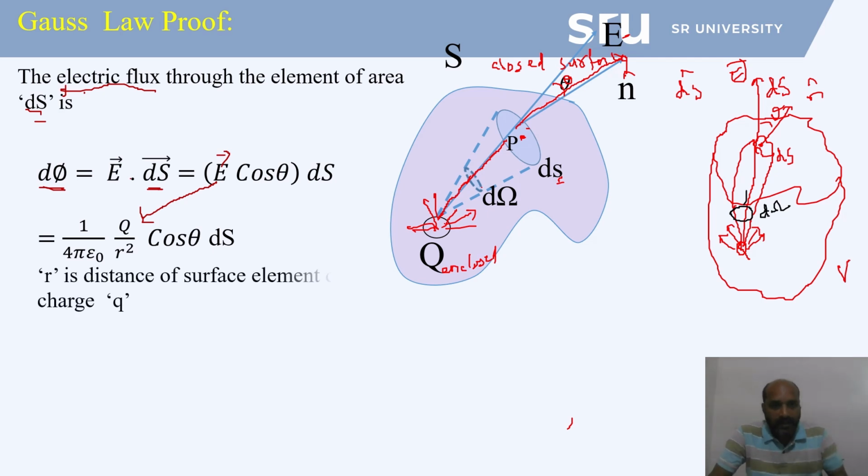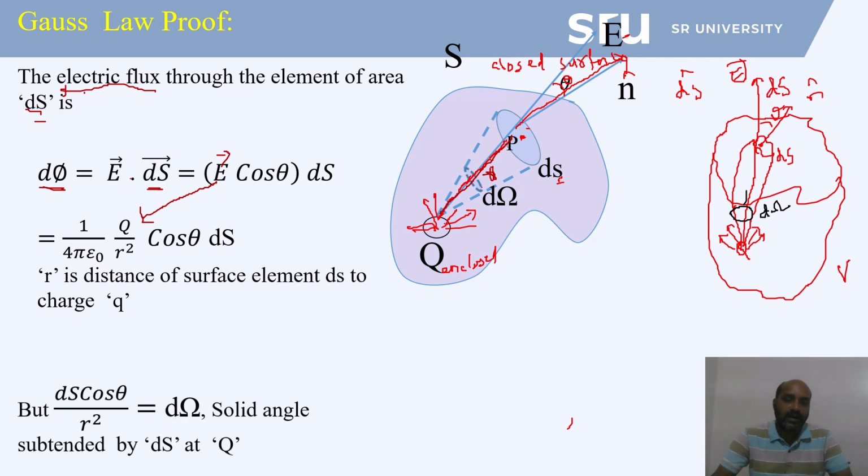And where this r is the distance of the surface element to charge q. I mean this is r. This distance is r. However, ds cos theta by r square will be the solid angle. I'm not going into detail on the proof of this mathematical version. The ds cos theta by r square is equal to a solid angle d omega subtended at charge q. I mean, instead of that, you can replace that as d omega.